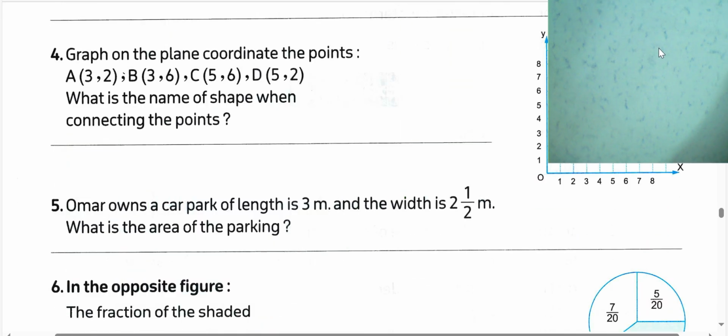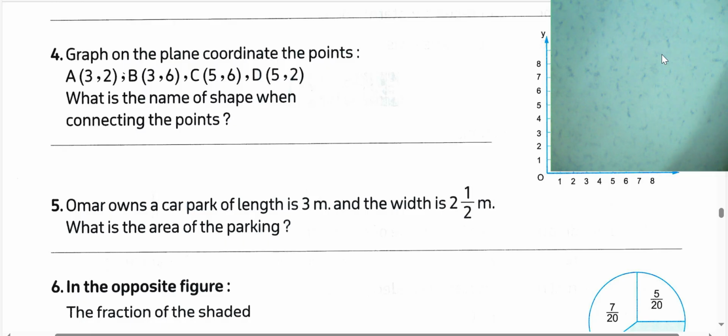Graph the points on the coordinates. I plot the points on the coordinate plane, and then what is the name of the shape. Point A is the ordered pair 3 and 2. Look at here, start from 3 and going up 2 units. Here is point A. And point B is 3 and 6, start from 3 going up to 6. It's point B. Point C is 5 and 6, start from 5 and going up to 6. Here it's point C. And point D is 5 and 2, start from 5 going up 2 units.